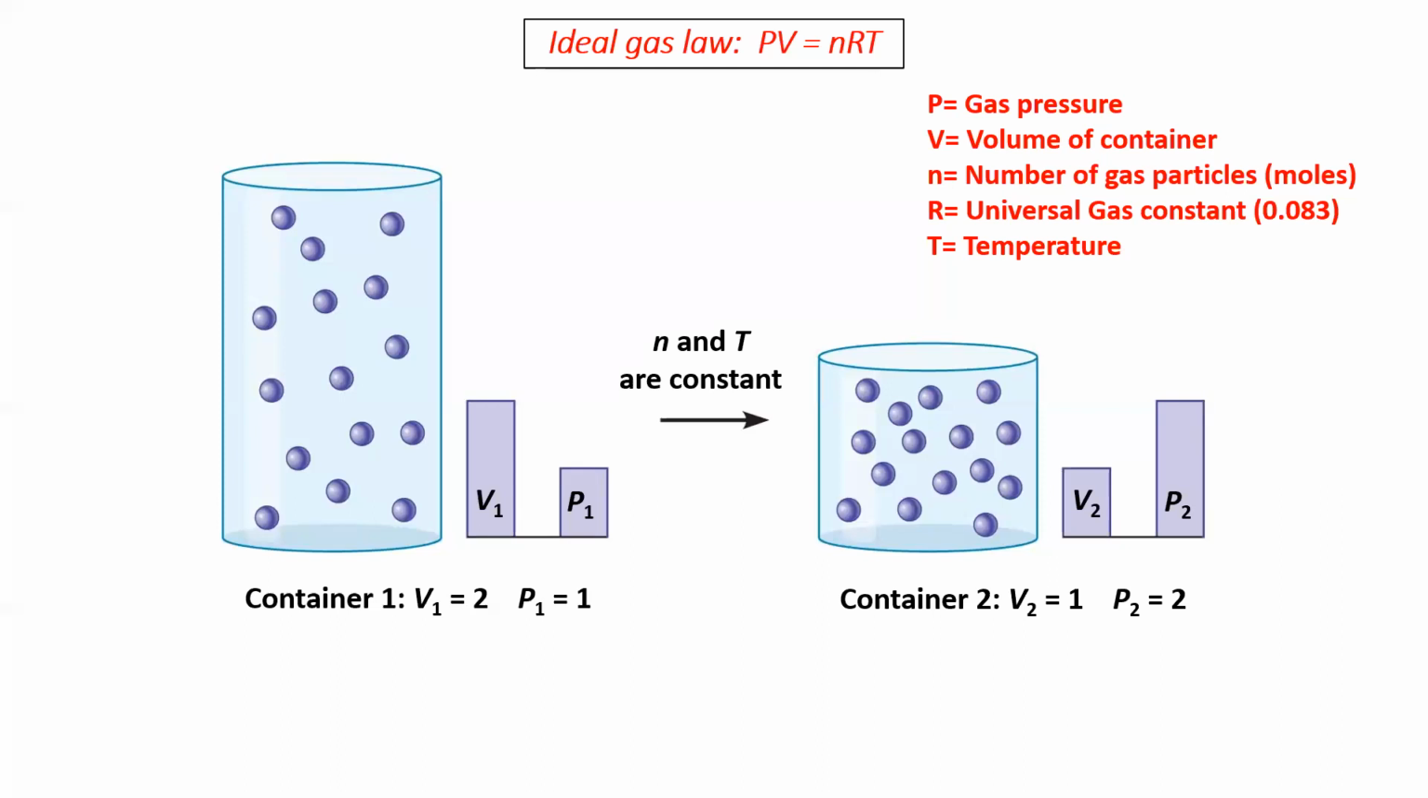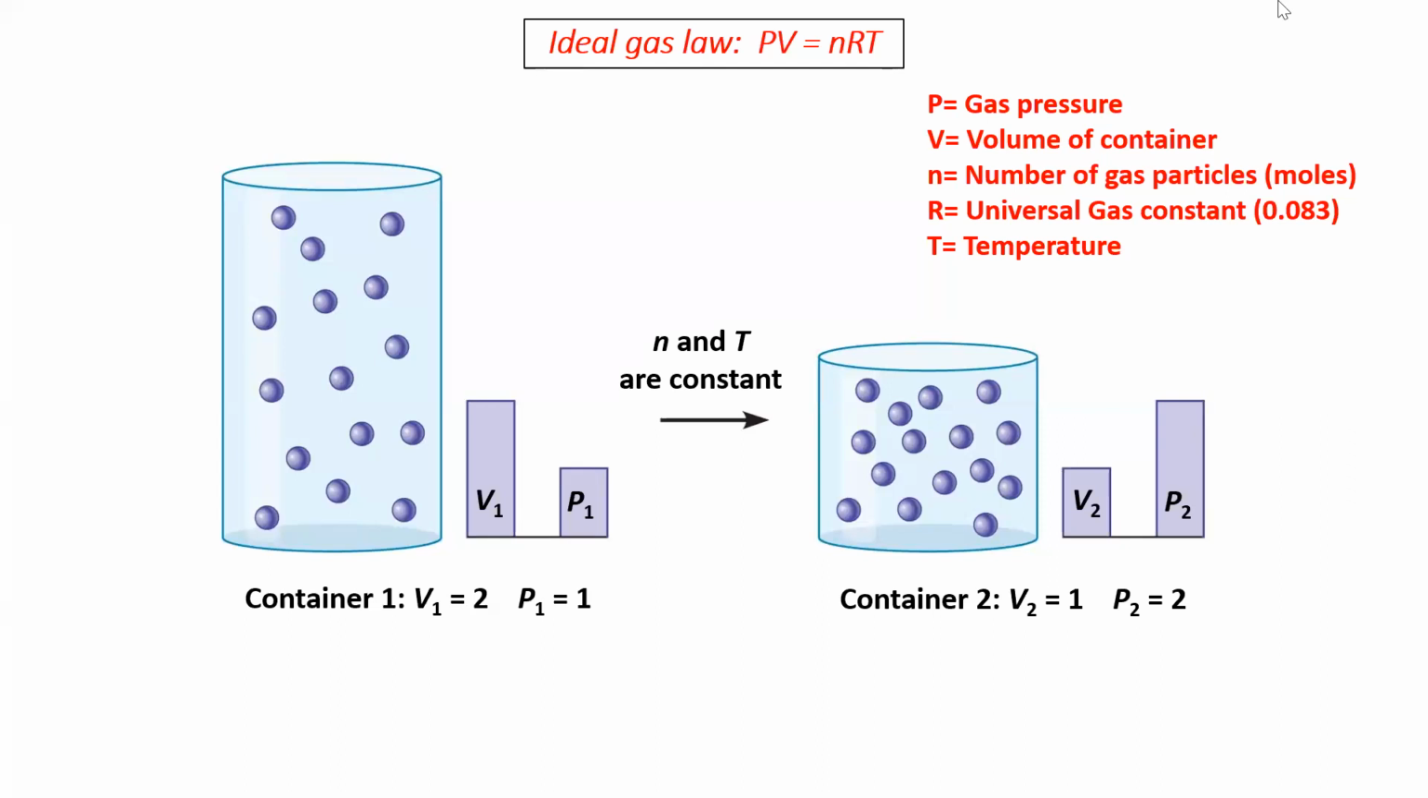All right, so let's describe this ideal gas law. It says that PV is equal to nRT. If we look a little closer at those variables, P is the gas pressure, V is the volume or the size of the container, n is the number of gas particles in moles. And again, just for our context, that gas is going to be oxygen. R is the universal gas constant. So 0.083 is the value, but this is a fixed value, so this never changes, okay? And then T is the temperature of that gas.